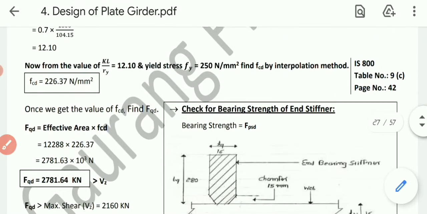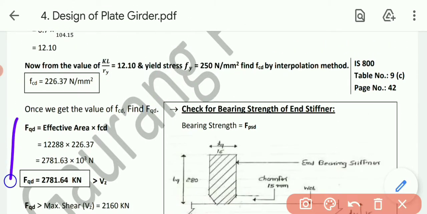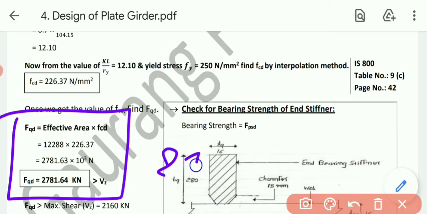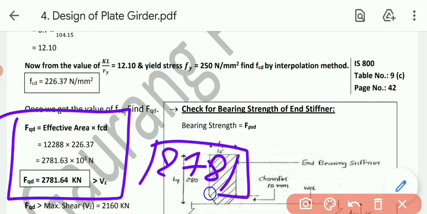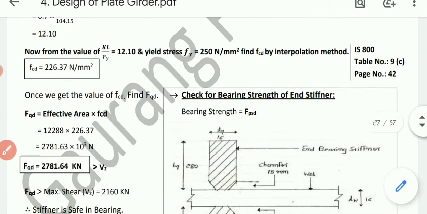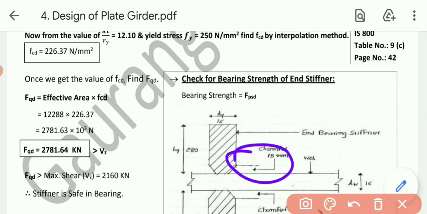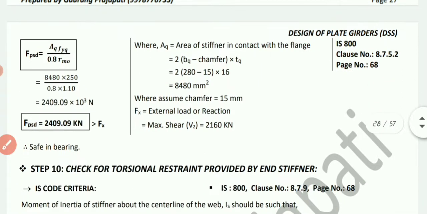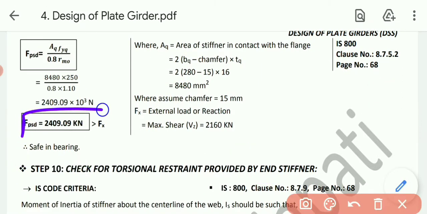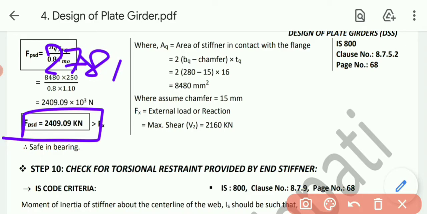See, first of all, we have calculated the strength of the stiffener, that was this one, 2781. So it was capable of carrying the strength of 2781 kilonewton. Now as we are reducing the dimensions of the stiffener by providing this 15 mm chamfer, its cross section area is decreasing, so ultimately its strength will be decreasing from 2781. This strength has come now to 2409 kilonewton. It was earlier 2781, so ultimately we got this strength.